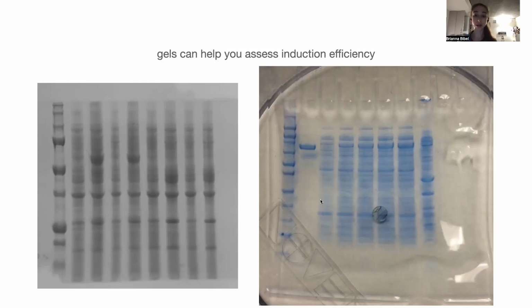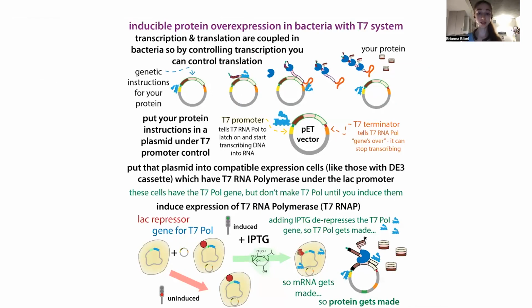But what you can compare is the intensity of the same band under different conditions, such as when you're trying to assess induction efficiency. The idea with induction is that we can get cells to make a protein on demand. A common way to do this is with the T7 system in bacteria, which I've talked about a lot more in another post. When you add this chemical called IPTG, it's going to induce the production of the protein. So it's going to get the cells to start making a specific protein.